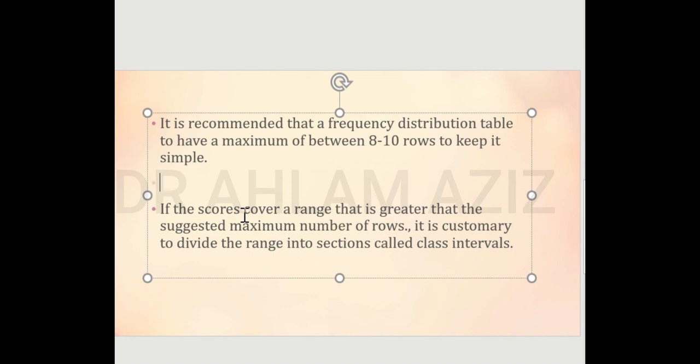If the scores cover a range greater than the suggested maximum number of rows, meaning that after you analyze, you find out that you have more than 10 rows, it will be advisable for you to divide the range into sections, meaning that you group the data into what are called class intervals. Identification of class interval I explained in the previous topic. I'll show you the steps through the videos.